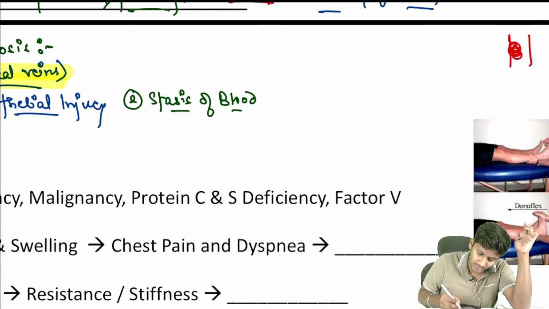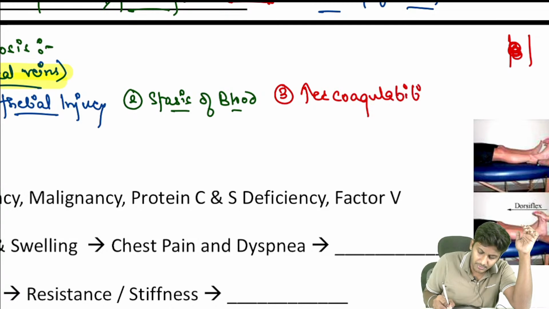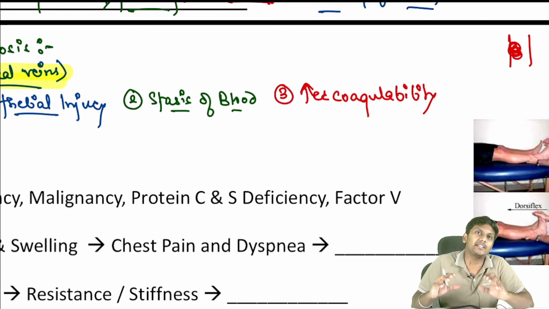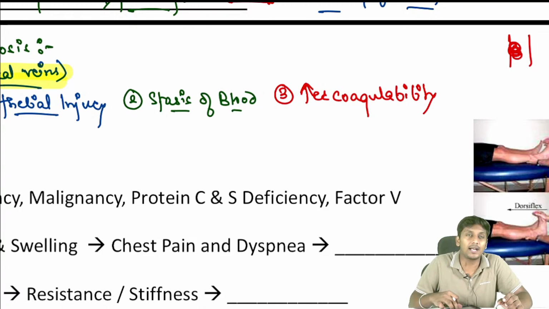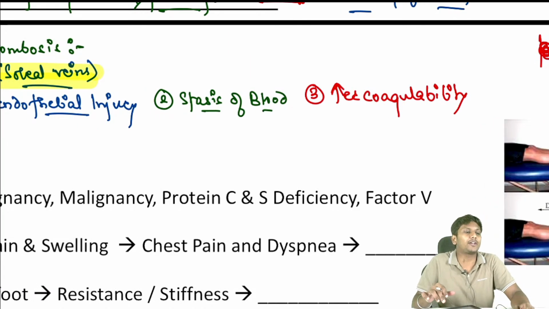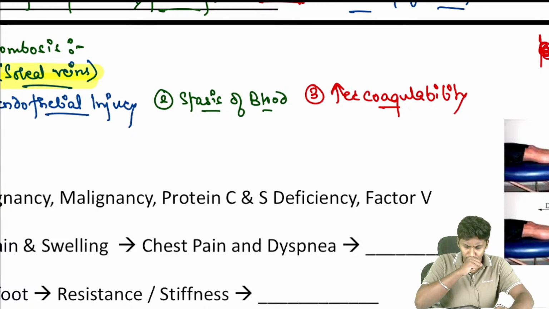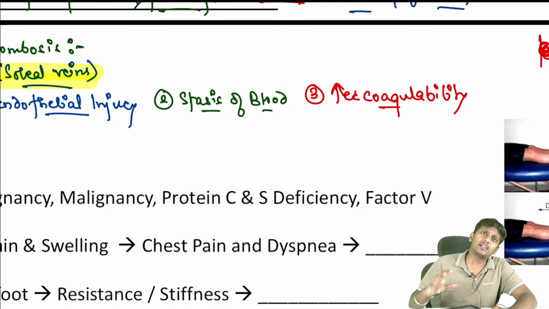And third important is the hypercoagulable state, or we can even call it hypercoagulability. Hypercoagulability is what? Increased chances of clot formation. The blood which will have increased chances of clot formation or thrombus formation is called a hypercoagulable blood, or that condition is known as hypercoagulability. Why? Because please remember, the blood here becomes thicker, more viscous. And when the blood becomes thicker, the chances of clot formation increase. So that you have to remember.